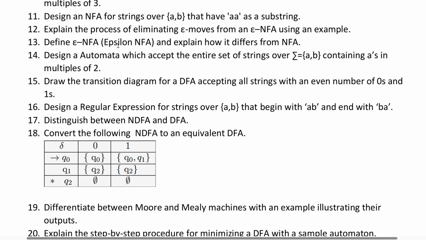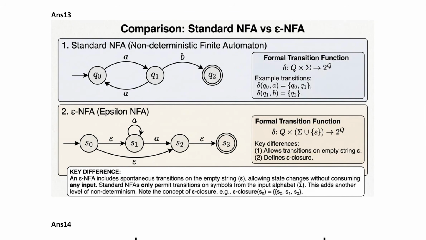Question number 13 says: define epsilon NFA and explain how it differs from NFA. The difference is simple. In epsilon NFA there are epsilon moves, and in NFA there are no epsilon moves. You can see the comparison here. In a standard NFA, or non-deterministic finite automata, there are no epsilon moves. As you can see, there is no transition on applying any epsilon symbol. So this is the standard NFA. And second is the epsilon NFA, where when we apply epsilon on some input state, we get the next state. For example, when we apply epsilon on S0, we are getting S1.